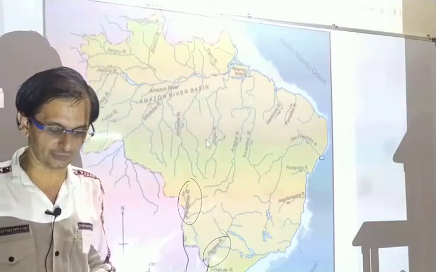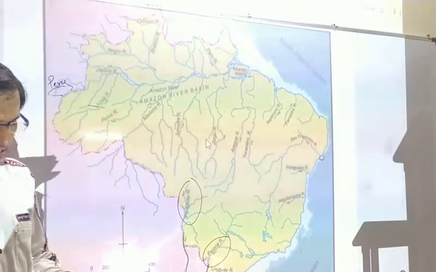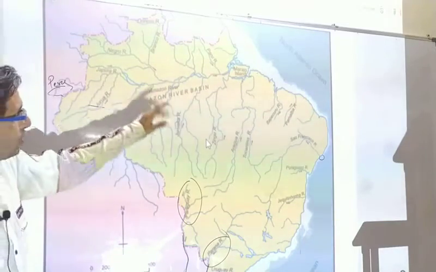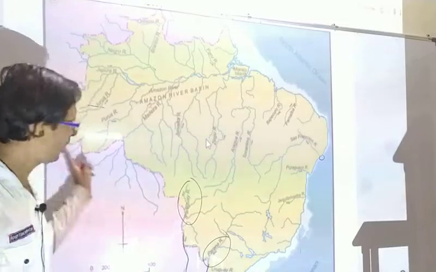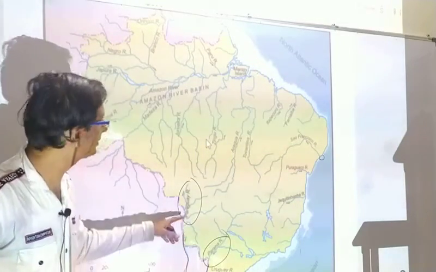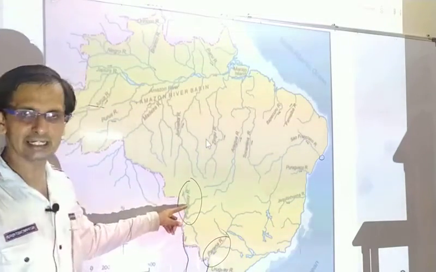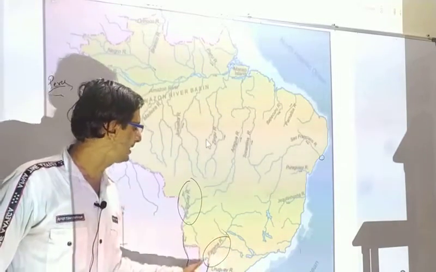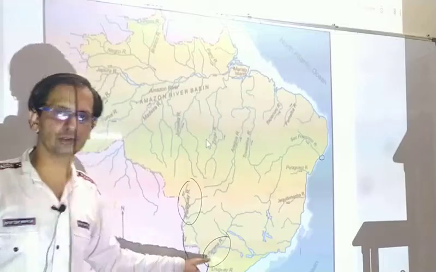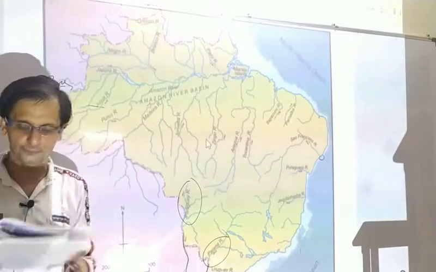So the Paraguay-Parana system. These two rivers are located in the southwestern part of Brazil. You can see the Paraguay River here, which I have already marked, and the Parana River, which I have also marked. You can refer to your maps also.